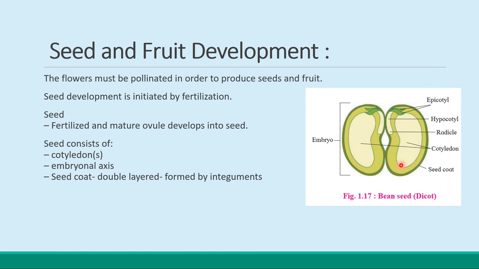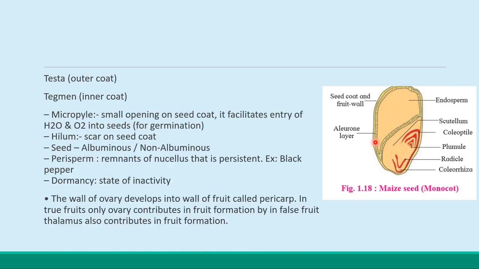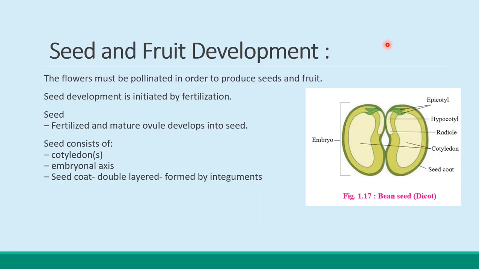Likewise, if we talk about the seed, the dicot seed is different depending on the cotyledon, and the monocotyledonous seed is different, like in maize, which contains one cotyledon.